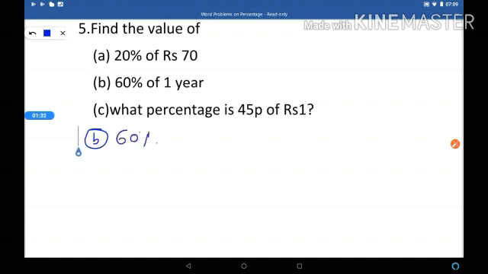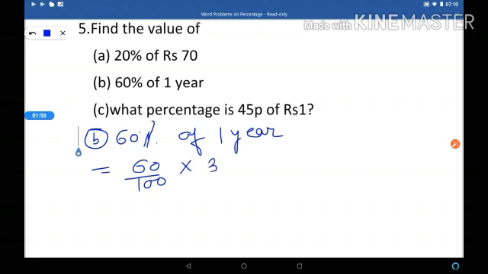Next, B problem. 60% of 1 year. So, 60% is nothing but 60 upon 100, of means into 1 year. We can convert into days. 1 year is equal to 365 days. Here they did not mention it's a leap year, so we are taking non-leap year. Cancel 0 in 60 and 100.